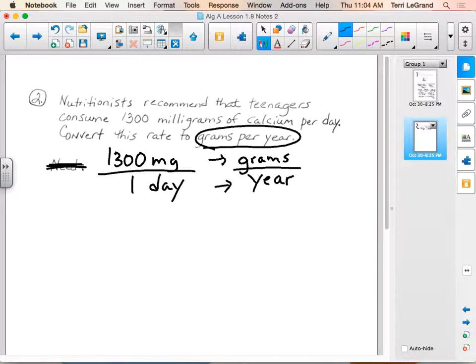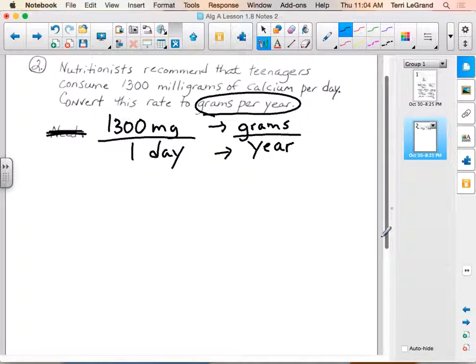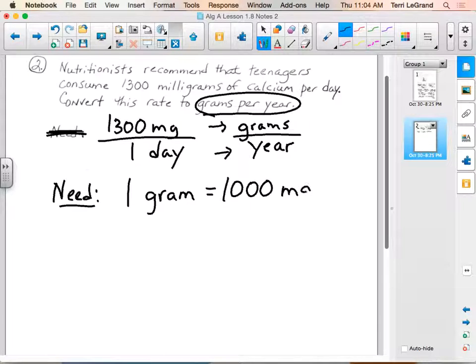Let's figure out some conversion factors that will help us do that. We need milligrams to go to grams. Is there a conversion factor that goes directly from milligrams to grams? No. Anybody happen to know it? Which one's bigger, milligrams or grams? Grams. Anybody happen to know how many milligrams are in a gram? Or in other words, we need: 1 gram, because that's the bigger, equals how many milligrams? Devante? 1,000. That's right. 1,000 milligrams.